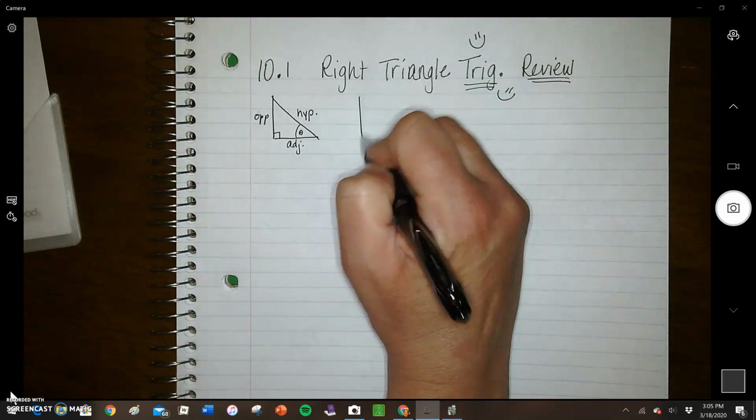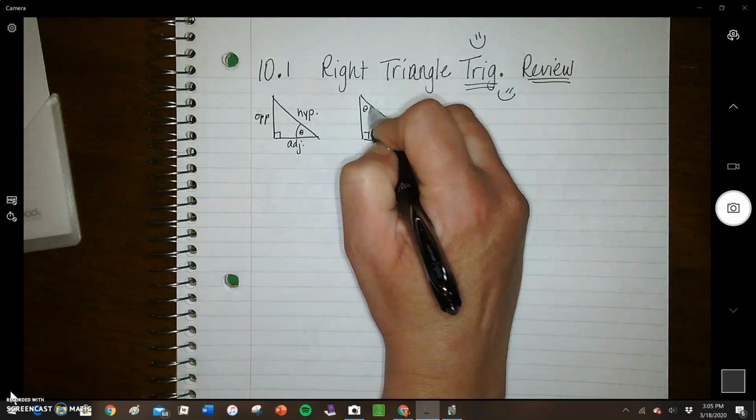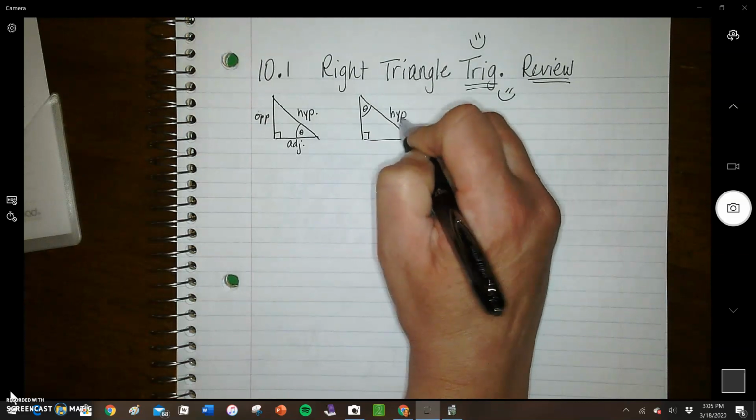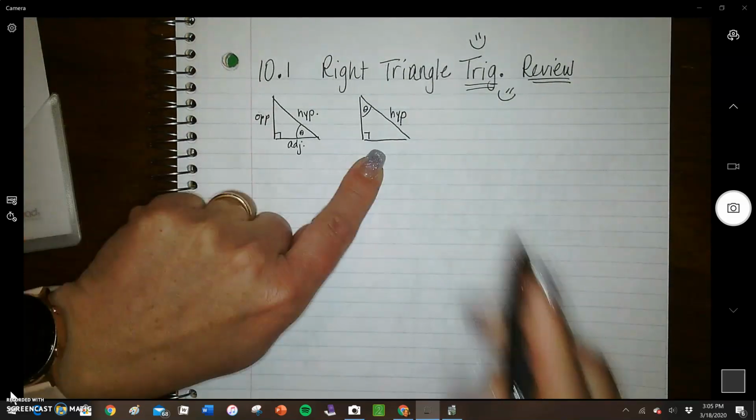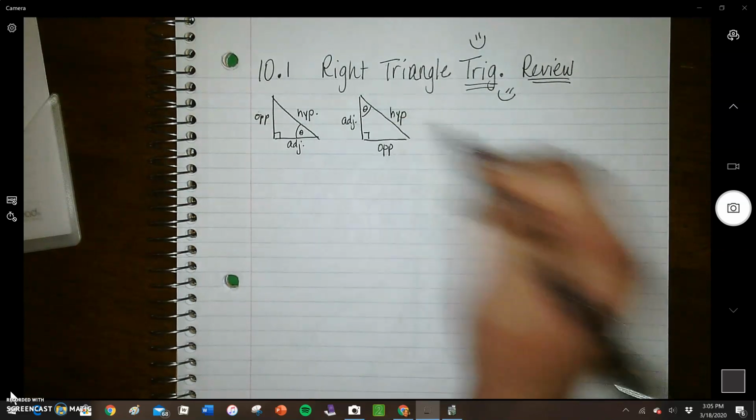If we have the same triangle, but we focus on the other angle, the hypotenuse is again always across from the right angle, but this time the opposite side is on the opposite side of the triangle, and adjacent would be next to it, okay?